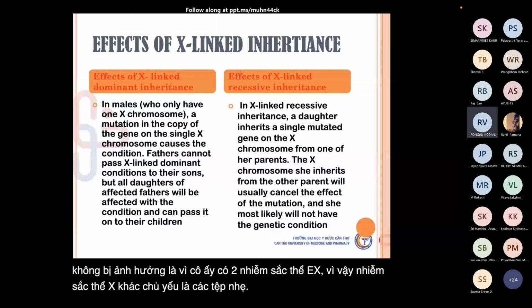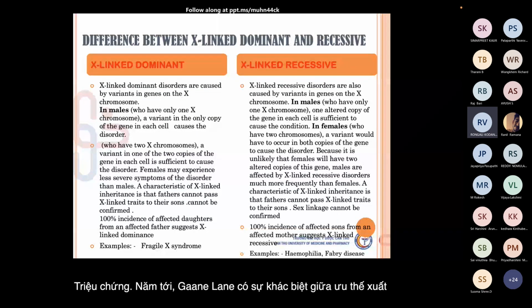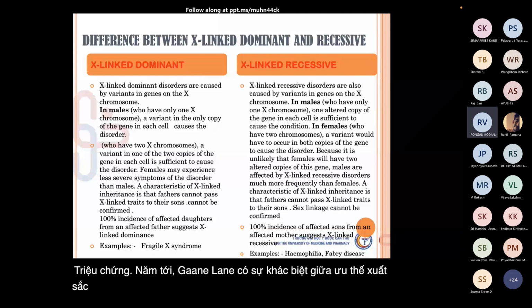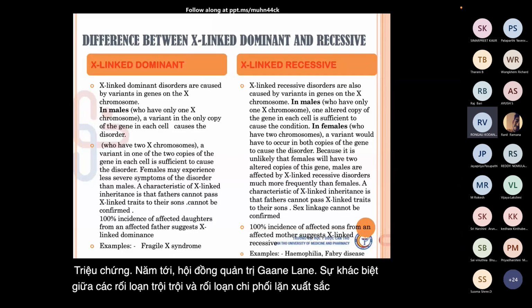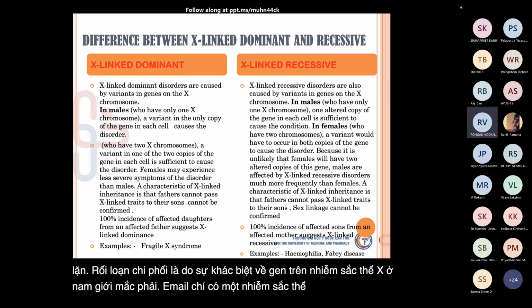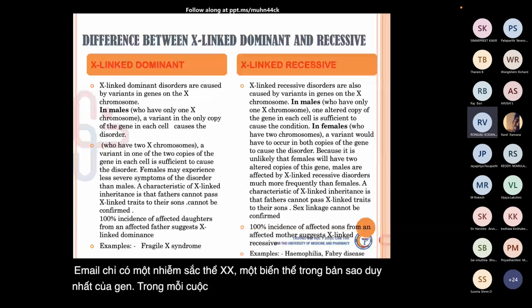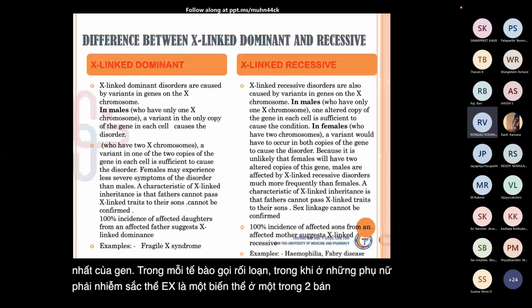Next, we are going to learn about the difference between X-linked dominant and recessive. X-linked dominant disorders are caused by variants in a gene on the X chromosome. In males who have only one X chromosome, a variant in the only copy of the gene in each cell causes the disorder. Whereas in females who have two X chromosomes, a variant in one of the two copies of the gene in each cell is sufficient to cause the disorder. Females may experience less severe symptoms of the disorder than males.